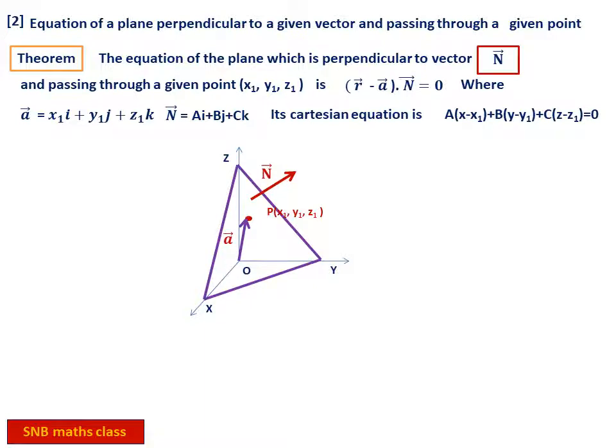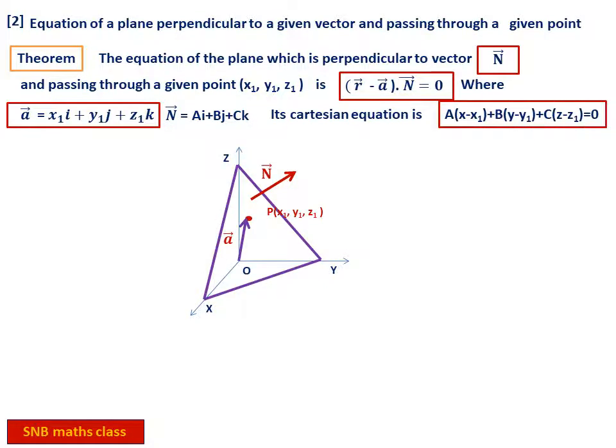Its position vector is a. What is a? It is x1i plus y1j plus z1k. And then the equation of the plane is (r minus a) dot n equal to 0. r means vector r, a means vector a, n means vector n. That you have to understand. So that is the meaning of this theorem. And the Cartesian form is A into (x minus x1) plus B into (y minus y1) plus C into (z minus z1) equal to 0. This is case 2. So let us prove the theorem first, then we shall work out the problems based on this theorem.